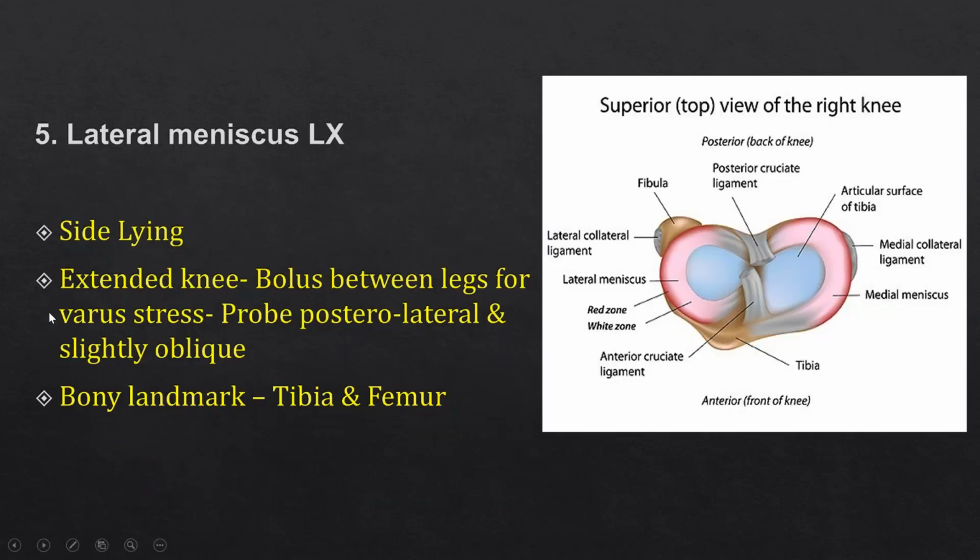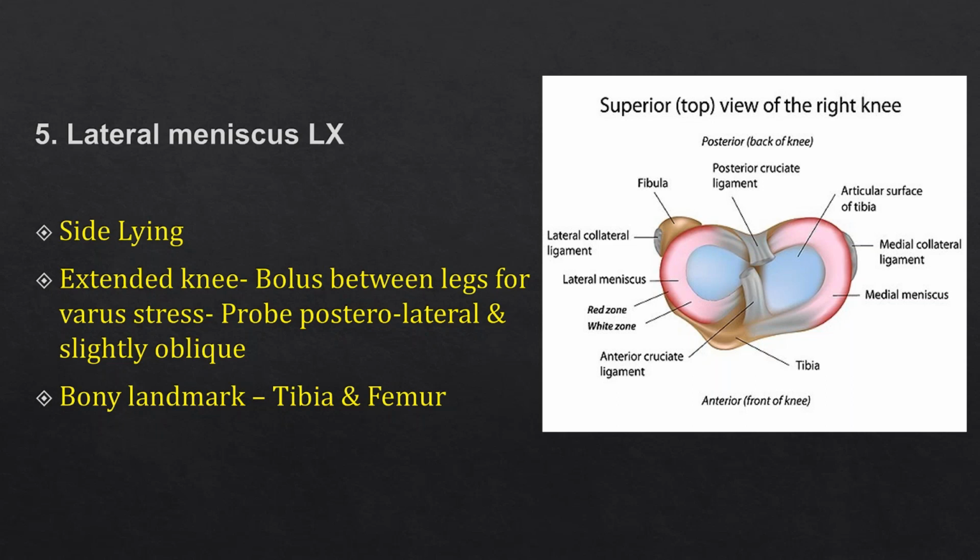Okay, lateral meniscus. Now you do the lateral meniscus scan, and again the patient is side lying, knee is extended, and you put a bolus or a pillow between the legs to add a slight varus stretch, so you get some access to the lateral area of the knee. And the probe is positioned slightly oblique. It is lateral and slightly oblique, and that's because of the anatomy in this region.